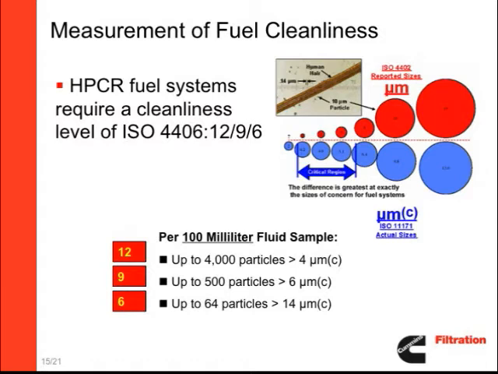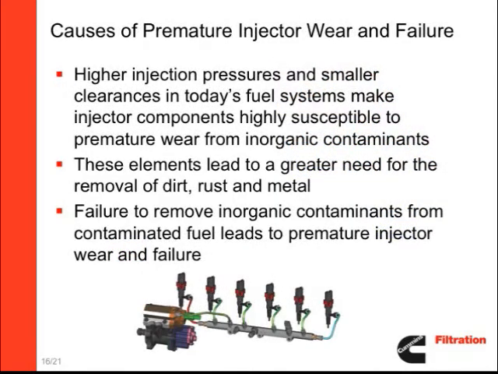Per 100 milliliter fluid sample, 12 represents fuel containing up to 4,000 particles larger than 4 microns, or the smallest particle in the critical region. 9 represents fuel containing up to 500 particles larger than 6 microns, or slightly larger than the largest particle in the critical region. And 6 represents fuel containing up to 65 particles larger than 14 microns, slightly larger than the largest particle shown.